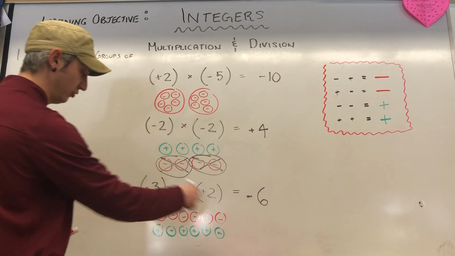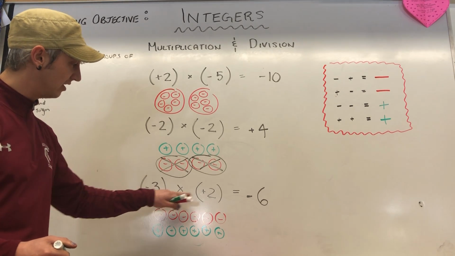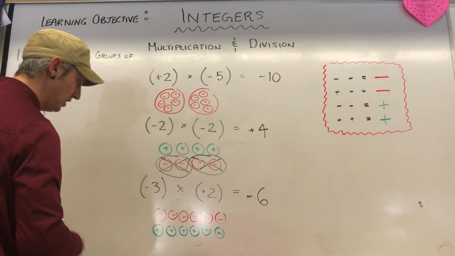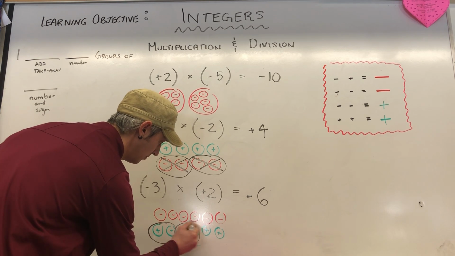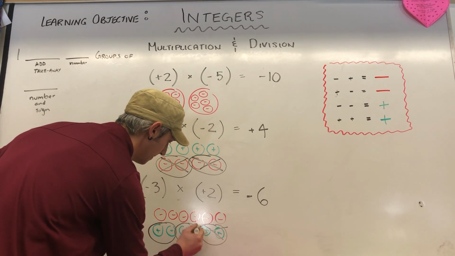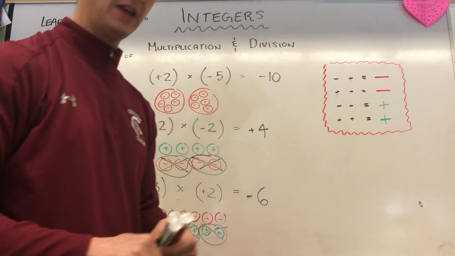This is 0. I'm showing you 0 here. And I'm taking away 3 groups of positive 2. 3 groups with 2 positives in each group. I'm taking all of these away. And I'm left with 6 negatives. Okay, that's multiplication.